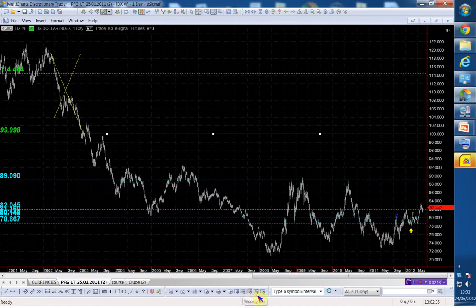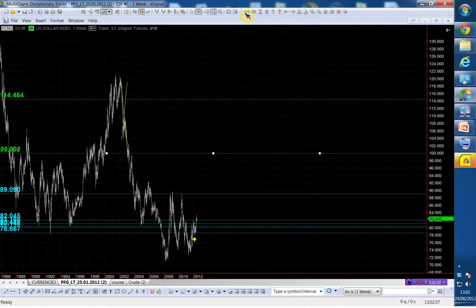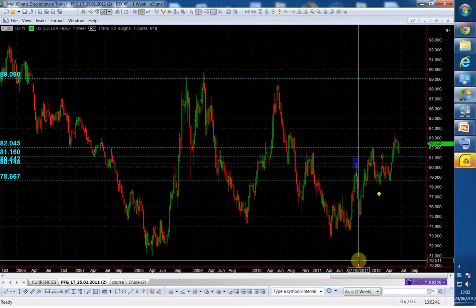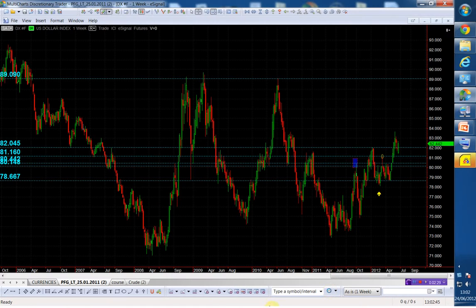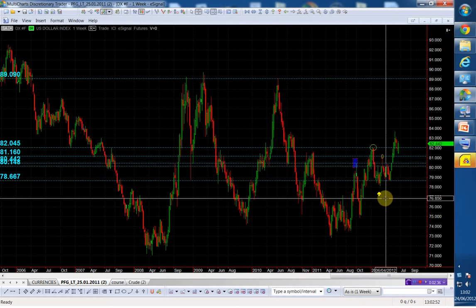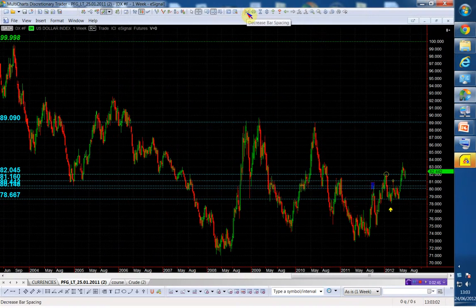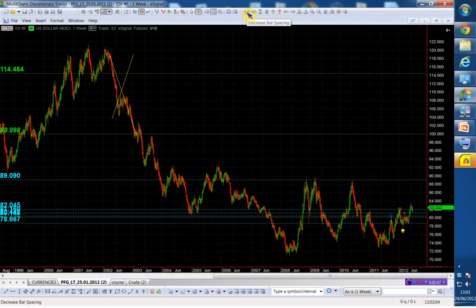So we start by looking at the dollar, which is the granddaddy of all, and if we look at the weekly chart for the dollar, we can see that we have a major structural point, which is the 82.45. That is the major structural point. It is one of the beginning points, the starting points of a new leg up in the uptrend.